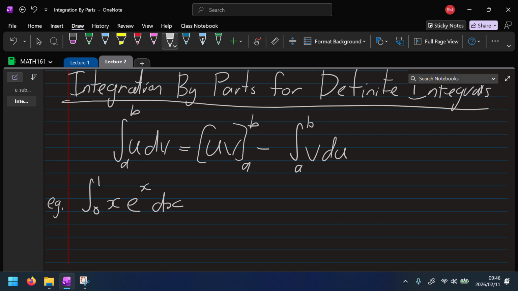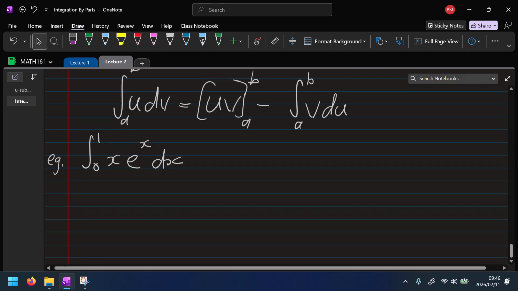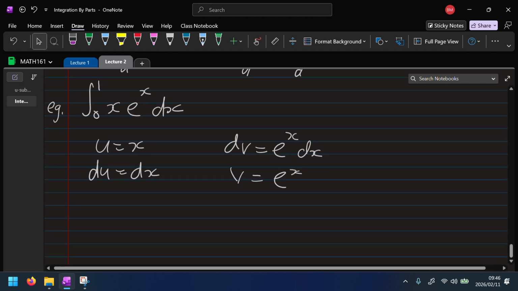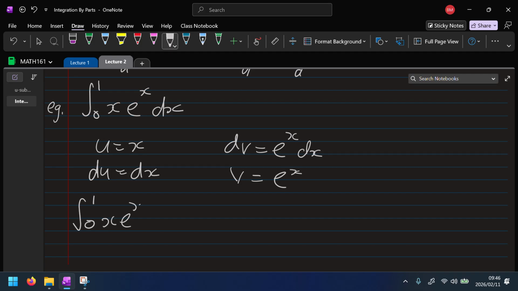Again, everything else is exactly the same, so I'm just going to copy that down. So u will be x, dv will be e to the x dx. We want du, so that will be dx. We want v, that will be e to the x. Everything else is exactly the same, I just copied it over. So now we have the integral from 0 to 1 of x e to the x dx is equal to, but now we've got the brackets for the bounds, and we have u times v from 0 to 1 minus the integral from 0 to 1 of v du.